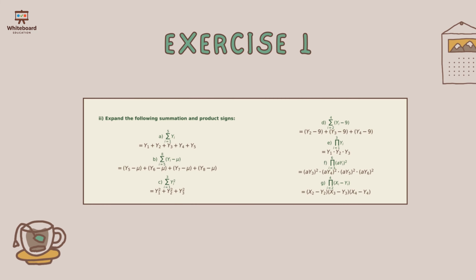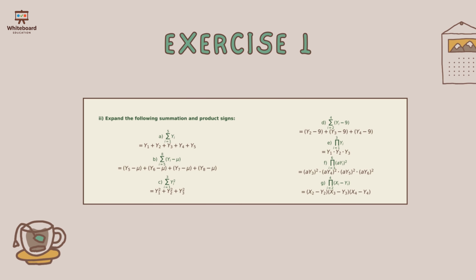Next we have the summation of y minus mu, which will become y minus mu starting with y subscript 5 and ending with y subscript 8. Part C is the summation of y power 2, having a lower limit 1 and an upper limit 3. So its expanded form is y1 power 2 plus y2 power 2 plus y3 power 2.